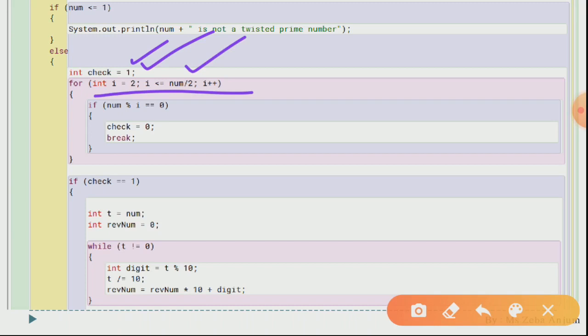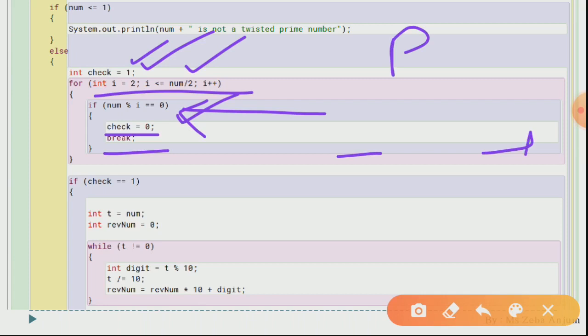And over here we are going to check if your number is divisible by i, then basically your check becomes 0 and your loop will break. Okay, if any number divides your number, what is a prime number basically? It is divisible either by itself or by 1, and not divisible by any other number in between.